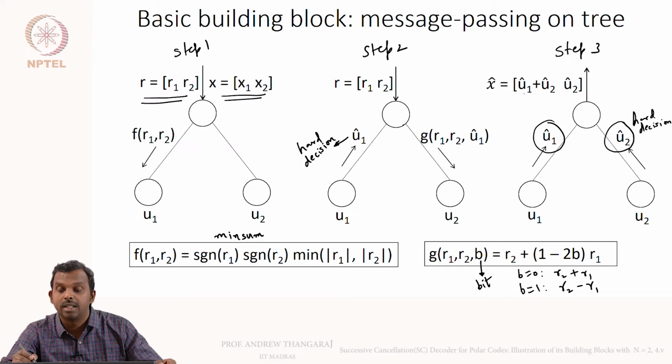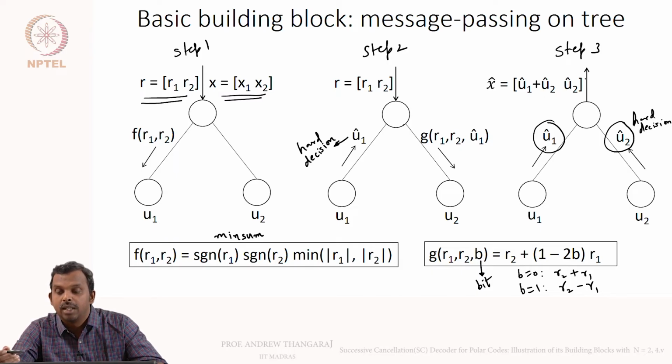What will it decide? u1 hat plus u2 hat, u2 hat. This is the estimated code word which goes up from the root node. I want to point out a couple of things here. My message is u1 hat and u2 hat. I really don't need the code word. Once I find u1 hat and u2 hat, I am done. I really maybe don't need this.